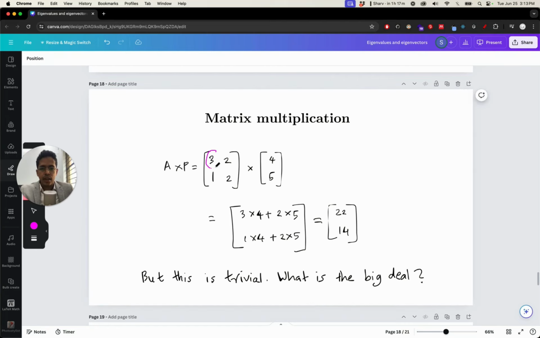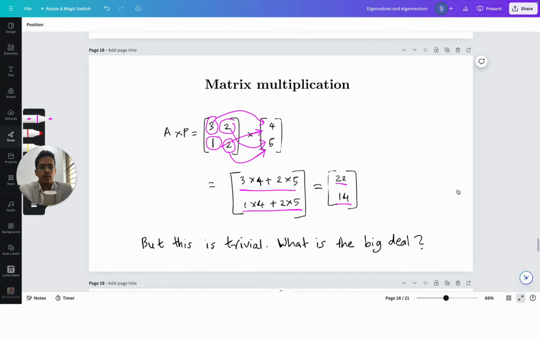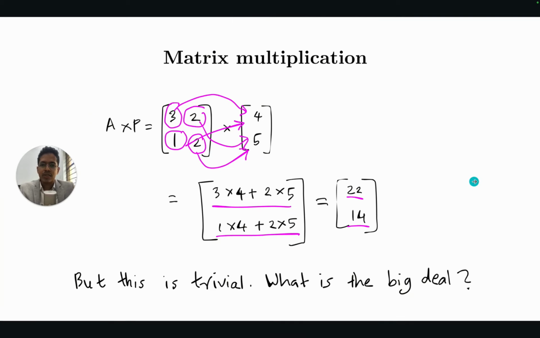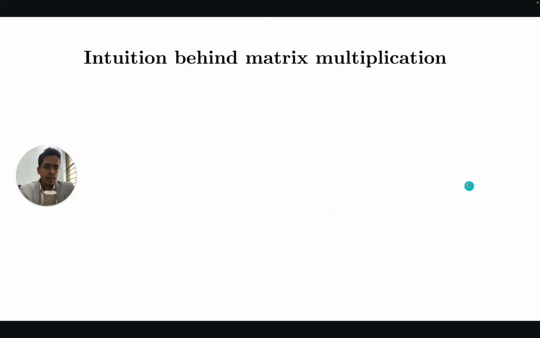So 3 times 4 plus 2 times 5, that is the first element. That is 12 plus 10, 22. The second one would be 1 times 4 plus 2 times 5. That would be 4 plus 10, 14. But you know that this calculation is really trivial. I don't think there is anything that you will find surprising here. So you may ask, what's the big deal about this calculation? It's simple matrix multiplication. The big deal is the intuition behind matrix multiplication.